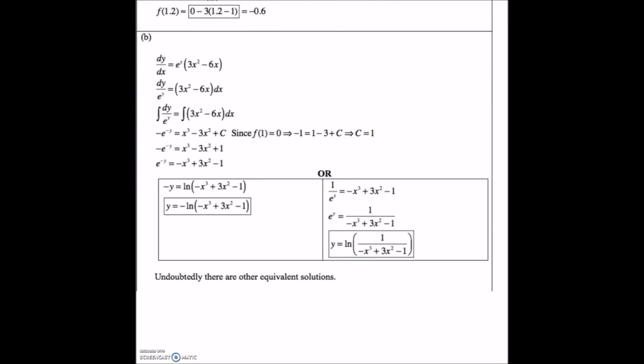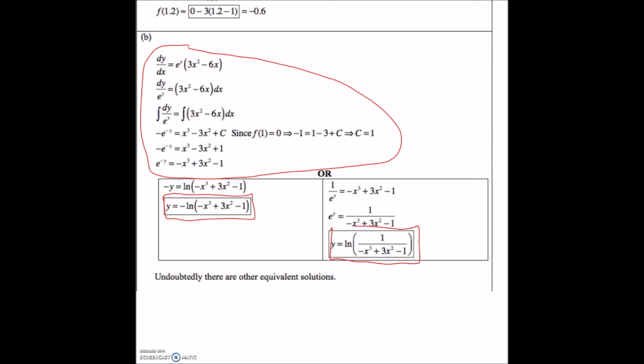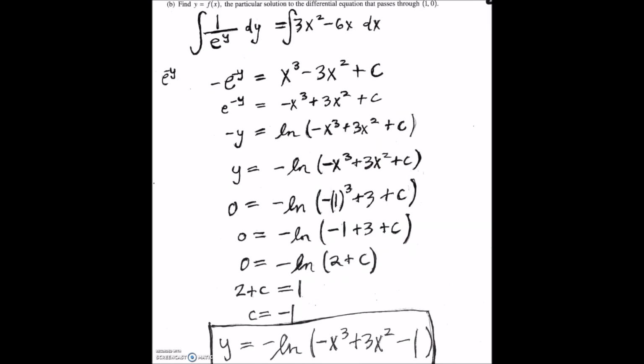So for part B, Mr. Calculus from Ask Mr. Calculus basically starts off solving the problem in the same way that was shown earlier, except at the end he gets 2 different answers. The first answer is y equals negative ln of negative x cubed plus 3x squared minus 1, which is the same answer that we got earlier. But he also gets an equivalent solution of y equals ln of 1 over negative x cubed plus 3x squared minus 1.